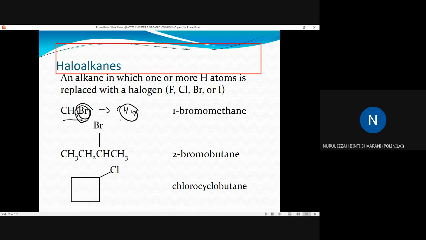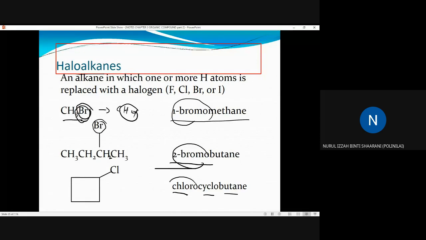Then dia akan jadi compound haloalkanes lah, dan nama dia adalah bromomethane. Kalau ini, sepatutnya ada dua hydrogen kat sini, but one of the hydrogen is already replaced with the bromine atom. So 2-bromobutane. Kalau cyclic structure, chlorocyclobutane. So maksudnya kita akan substitutekan dia dengan halogen.